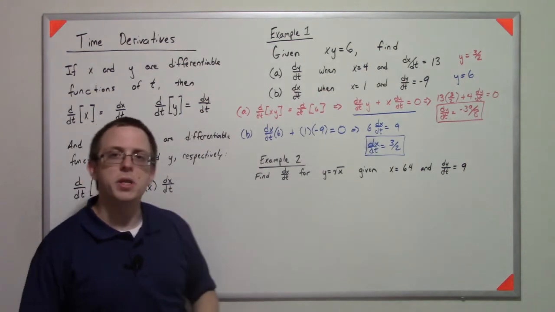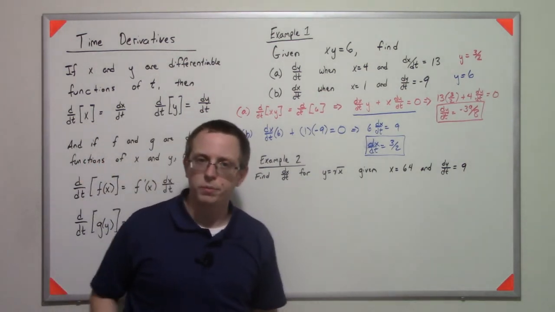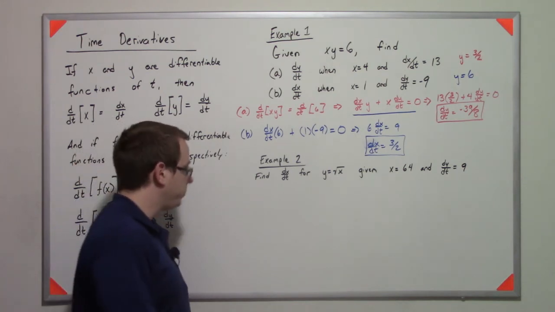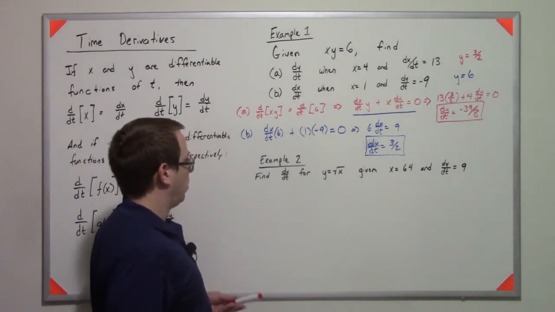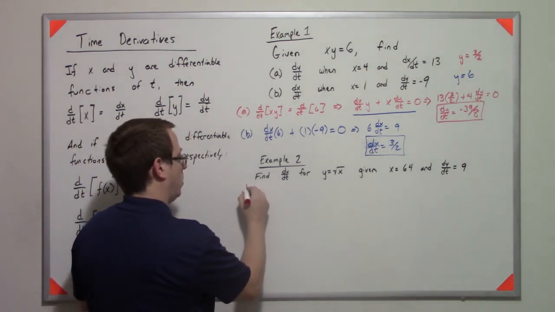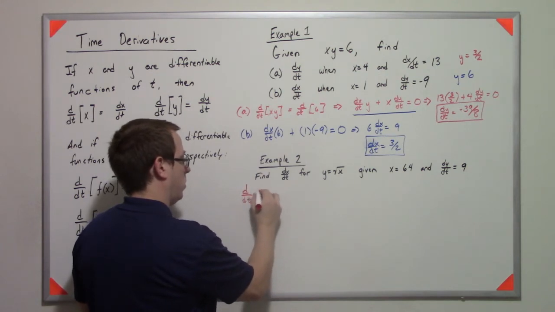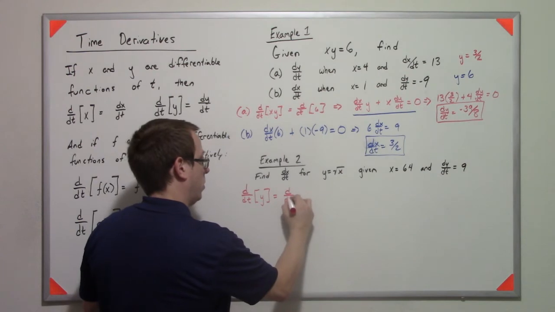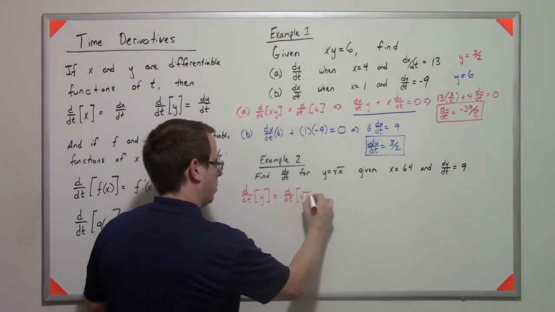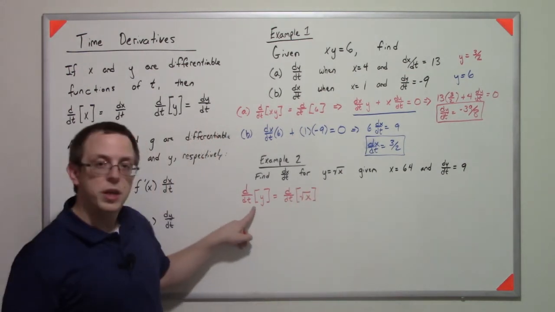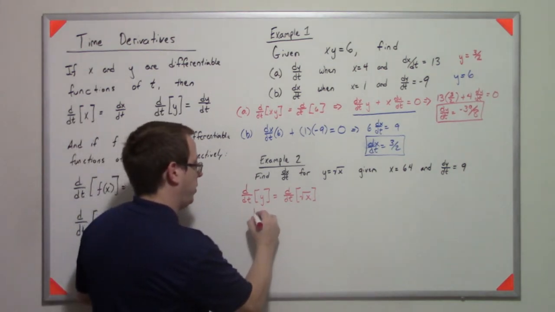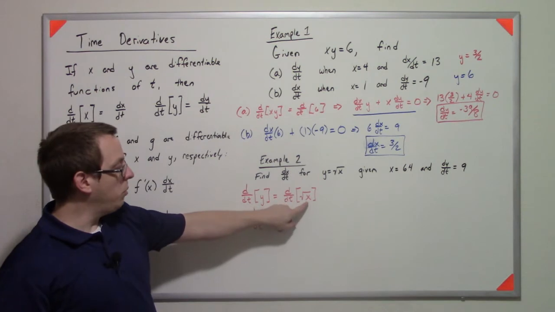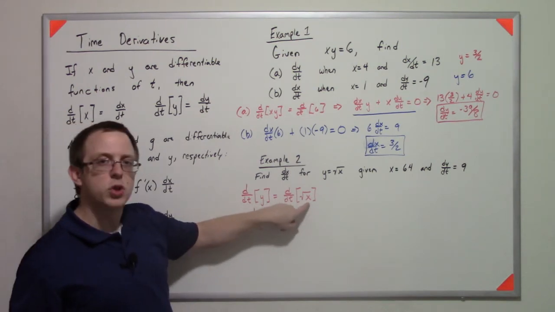Now, for this particular problem, we have to be a little more careful. So when we take the derivative of both sides here, this over here is nice. We just know it's dy/dt. But over here we have d/dt of the square root of x.